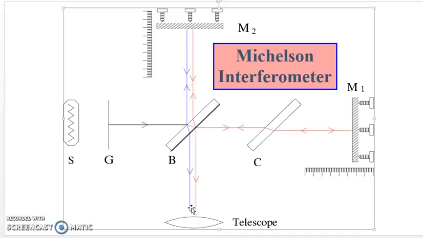Therefore, these two waves, which originate from the same incident beam, satisfy the condition for interference. That is, these are coherent waves which are produced by the division of amplitude. Therefore, here we will get interference fringes in the telescope, because the fringes will appear at infinite distance. We are using the telescope.